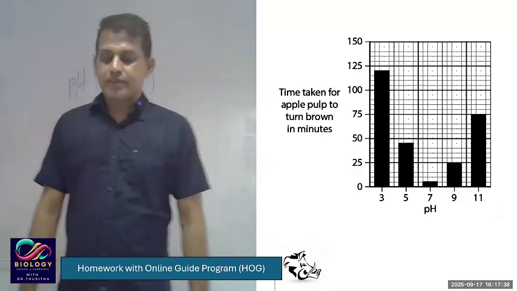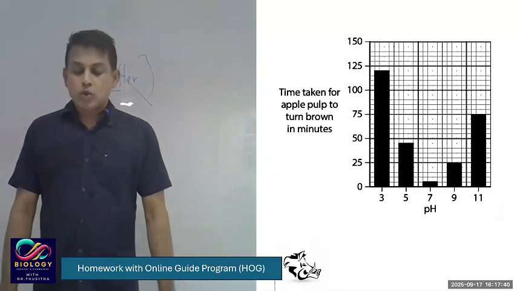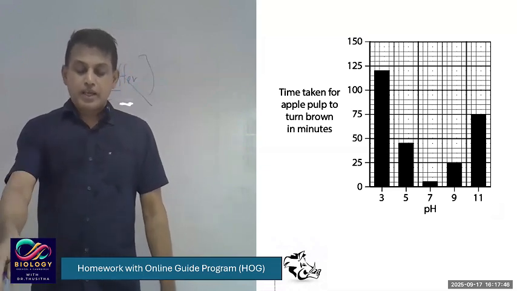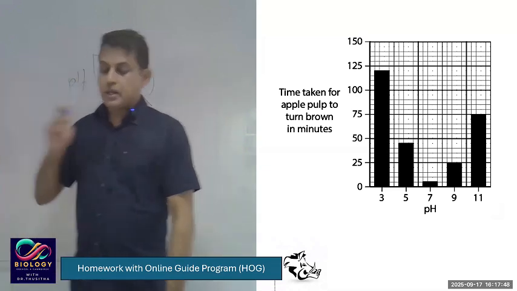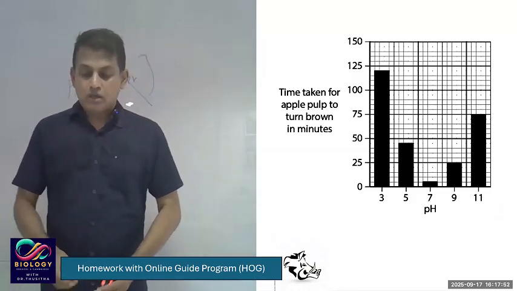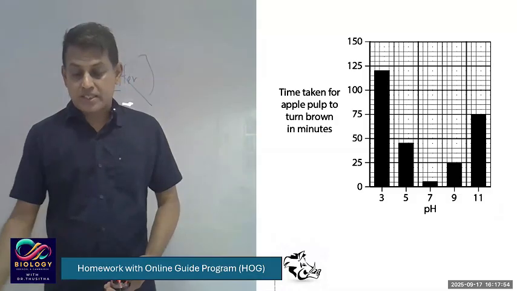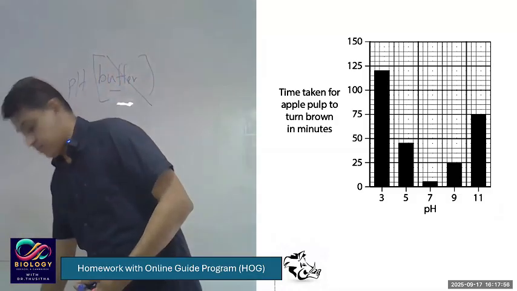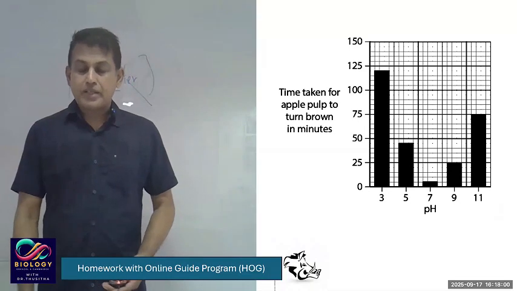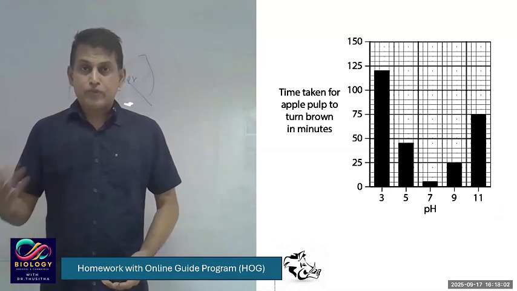Okay, these are the student's results. You can see this kind of graph is called a bar graph. Look at the y-axis. You can see the y-axis shows the time taken for the apple pulp to turn brown in minutes. He measured every 5 minutes and recorded the result. Now the result is converted into a graph.